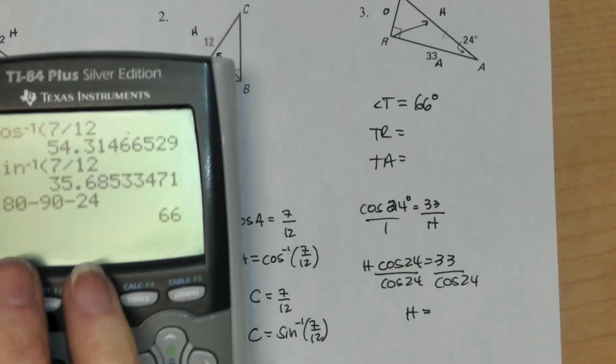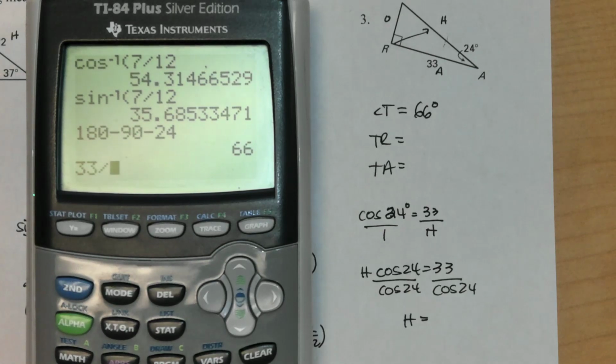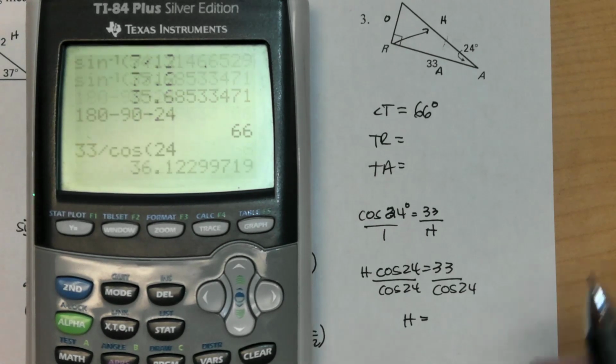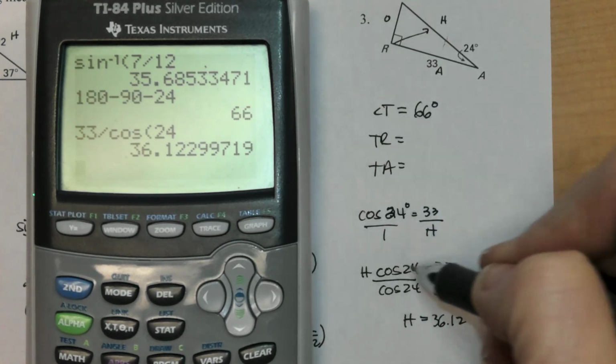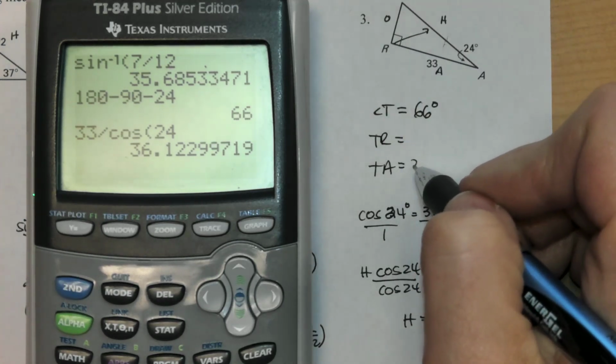That's all I'm going to type in. So 33 divided by cos 24 gives me about 36.12, and that was for my hypotenuse, which is TA.